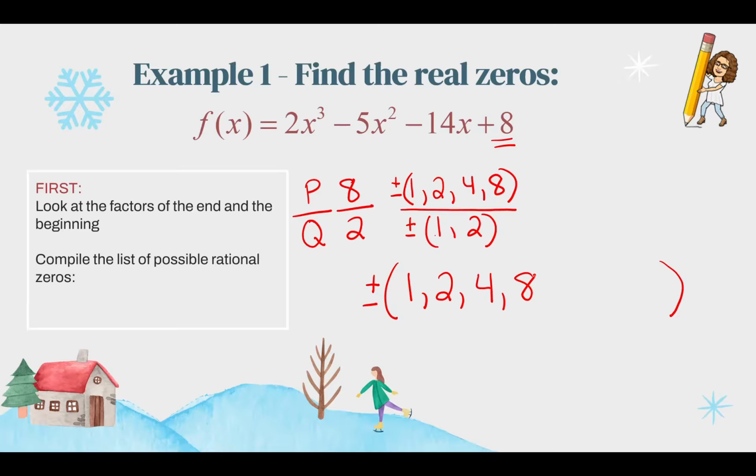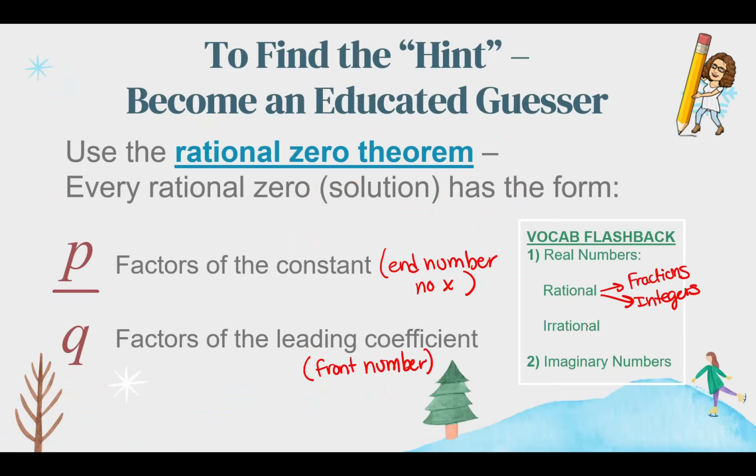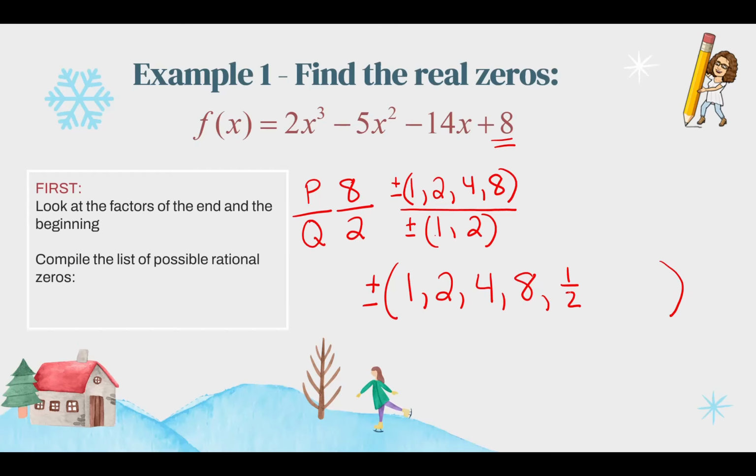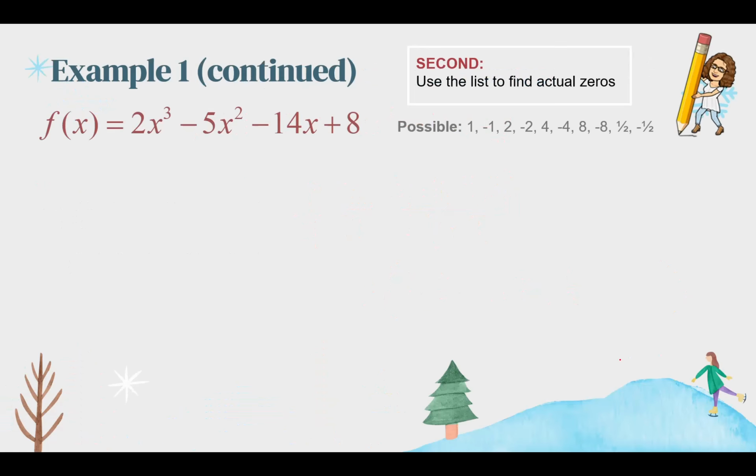Now let's divide them all by 2. So 1 divided by 2, that's 1/2. 2 divided by 2, well, that's just 1, right? Don't have to write it again. 4 divided by 2, that's just 2. Don't have to write it again. And then 8 divided by 2 is 4. So these are my 5 possible, 10 technically, possible rational zeros. So here is my possible rational zero list up here. I just extended that plus and minus.